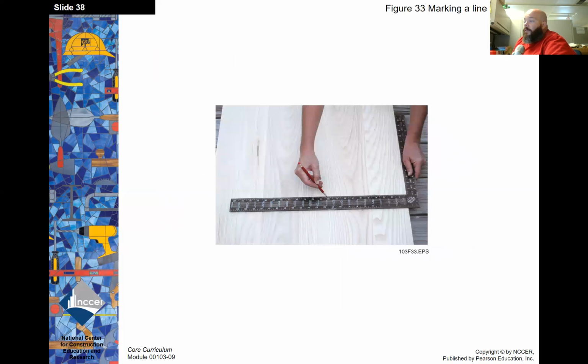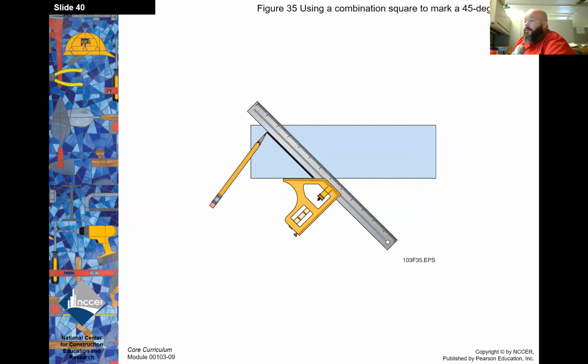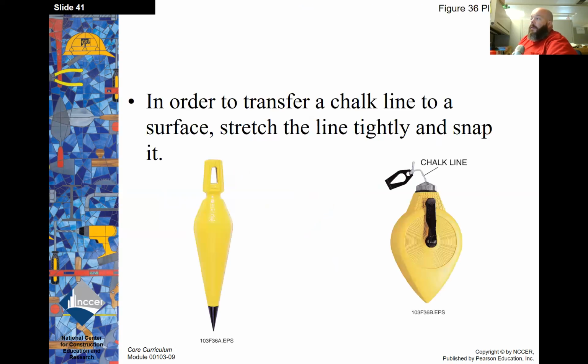Okay, here's an illustration using a carpenter square, using a combination square to mark a 90 degree angle, and using a combination square to mark a 45. Okay, plumb bobs.